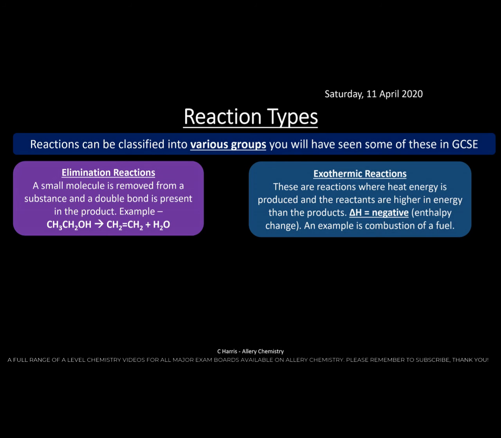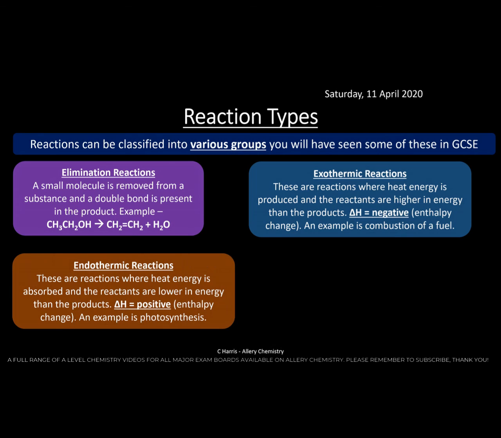Exothermic reactions. These are reactions where heat energy is produced. Reactants are higher in energy than the products. And you might have seen this as well at GCSE, but the enthalpy, or delta H as it's known, you'll see more of this in A level, is negative. For example, the combustion of a fuel.